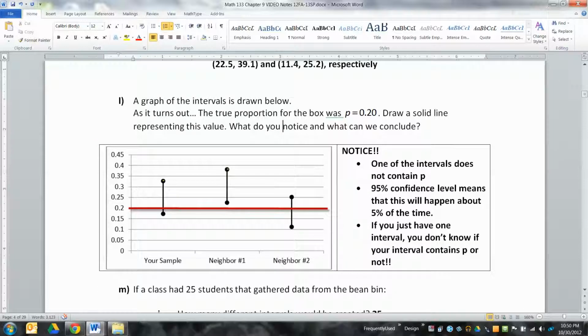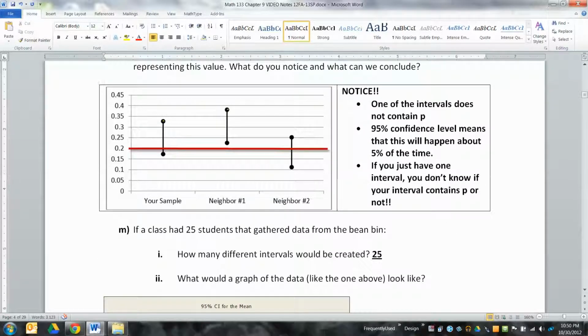Good. So a graph of the intervals is drawn below. As it turns out, the proportion in the box was 20%. I just know that because I counted them when I put them in. So you're going to draw a solid line representing that value. So there it is, solid line. Okay. So you can see the intervals.